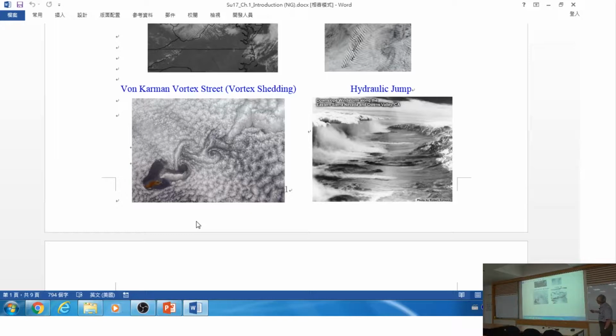And here is a good example. If nobody told me, I would think this looks like flowing water. You are facing south, and this is the Sierra Nevada.